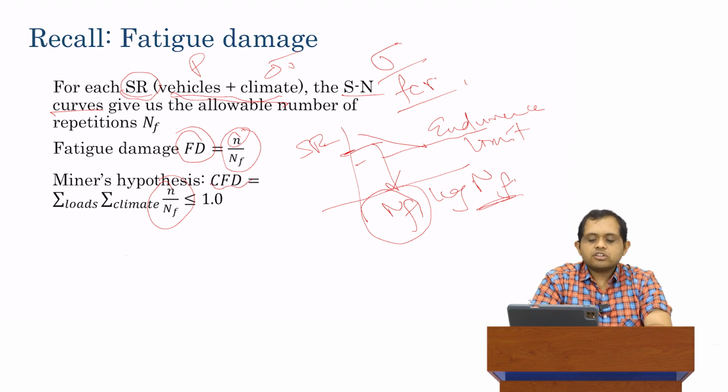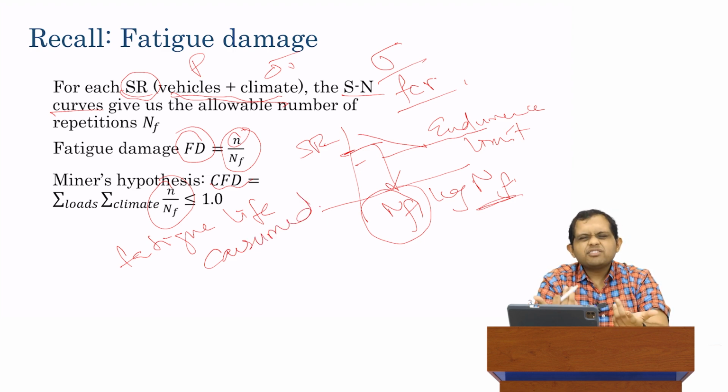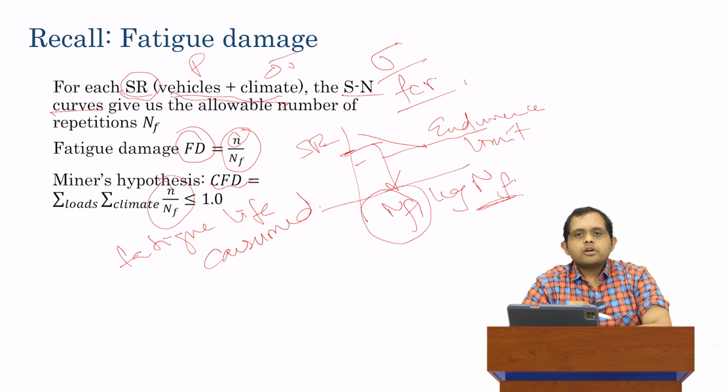In some applications, it is also called fatigue life consumed. So cumulative fatigue damage, accumulated fatigue damage, fatigue life consumed, they all generally mean the same thing. Now, we saw this in the previous lecture. We left the last lecture with something called Miner's hypothesis.